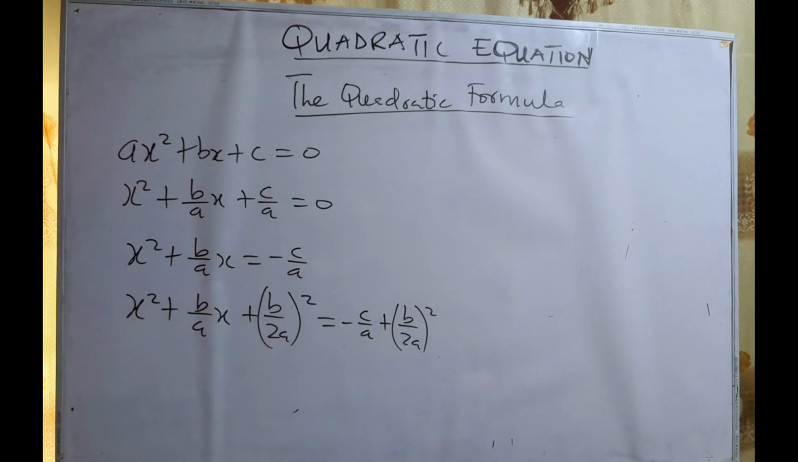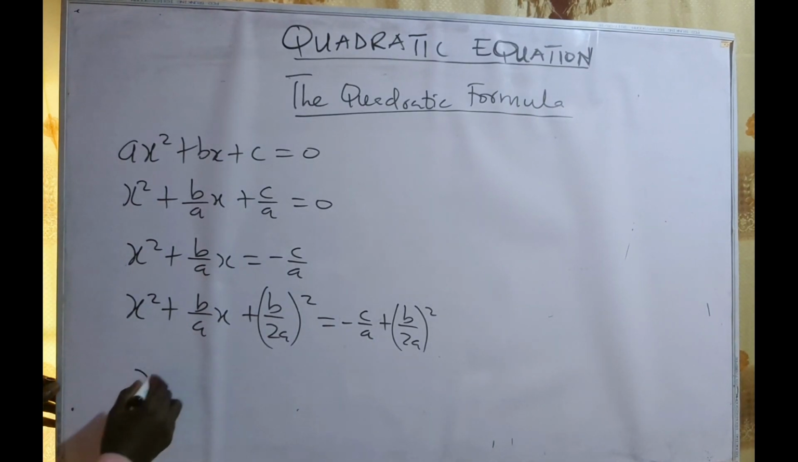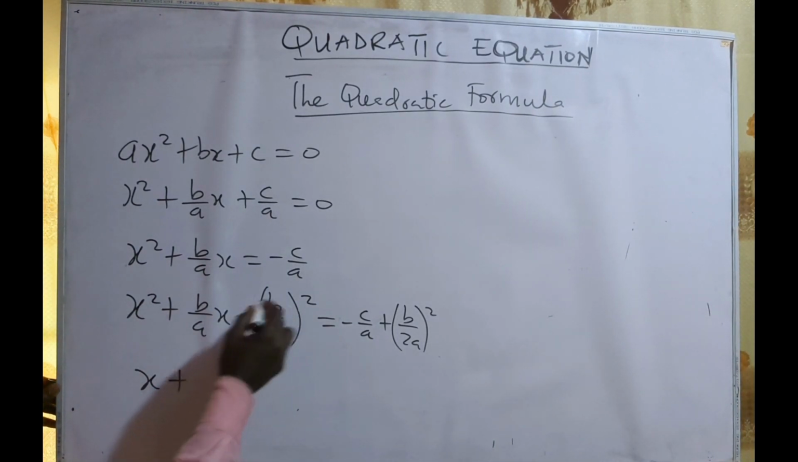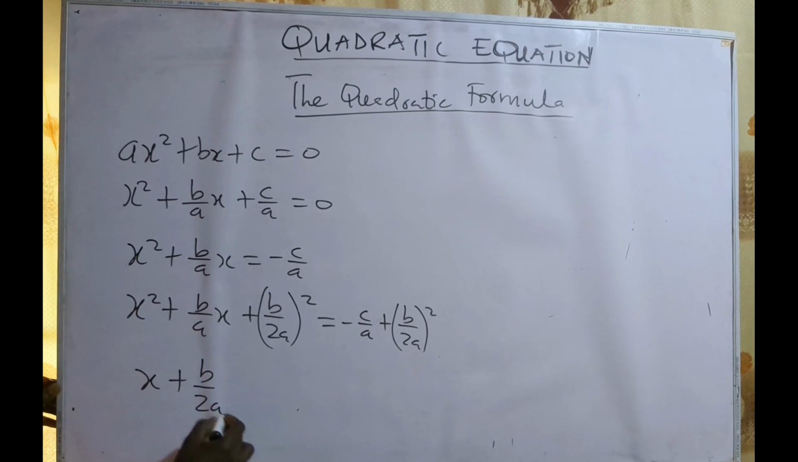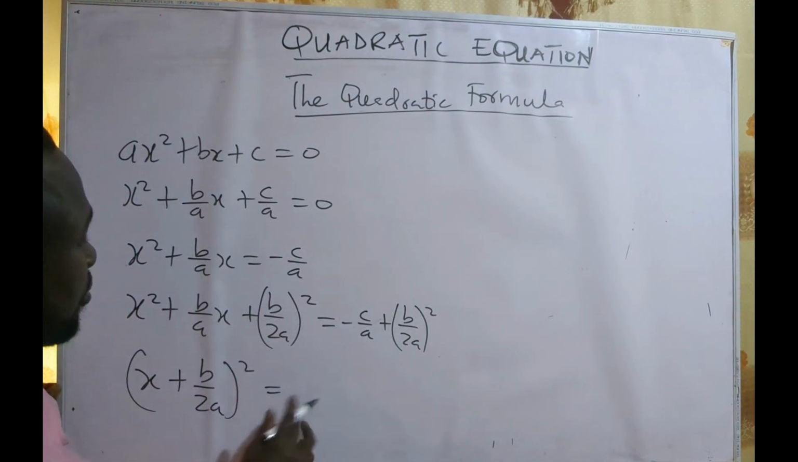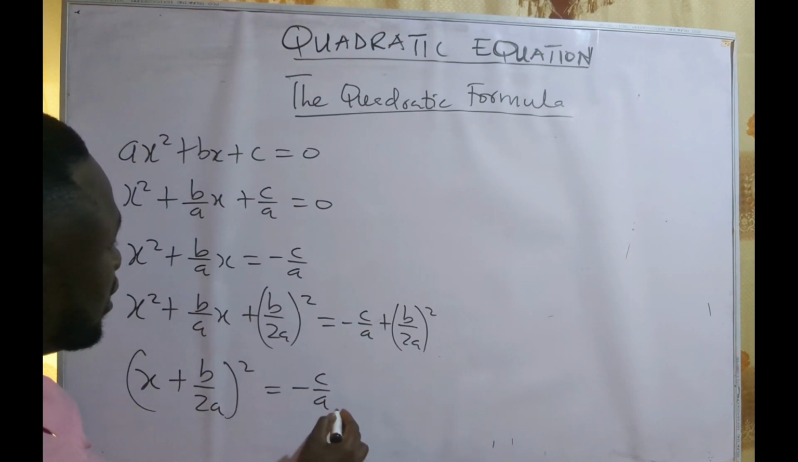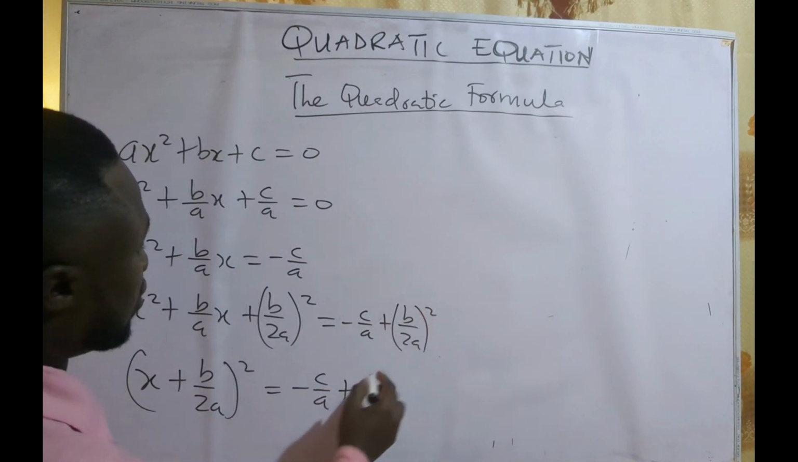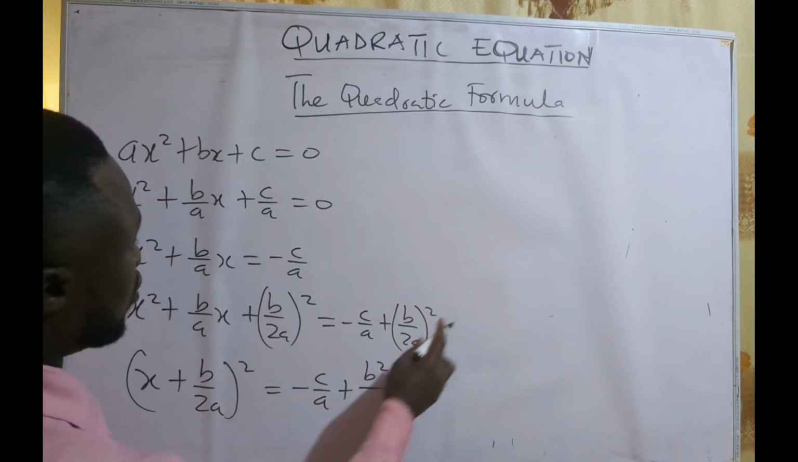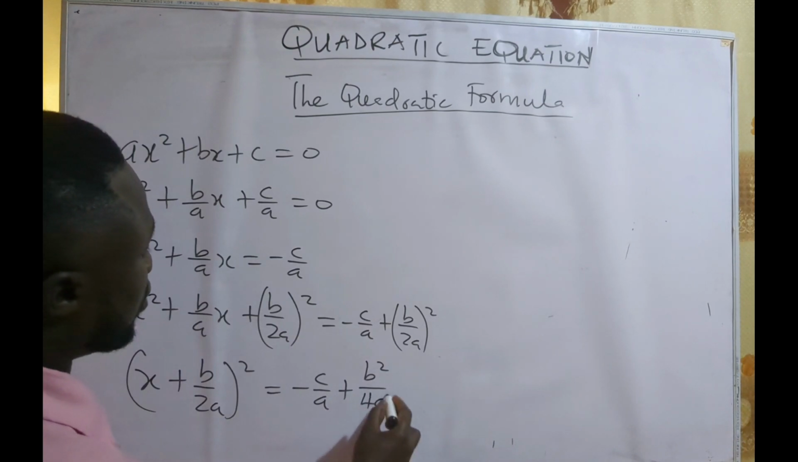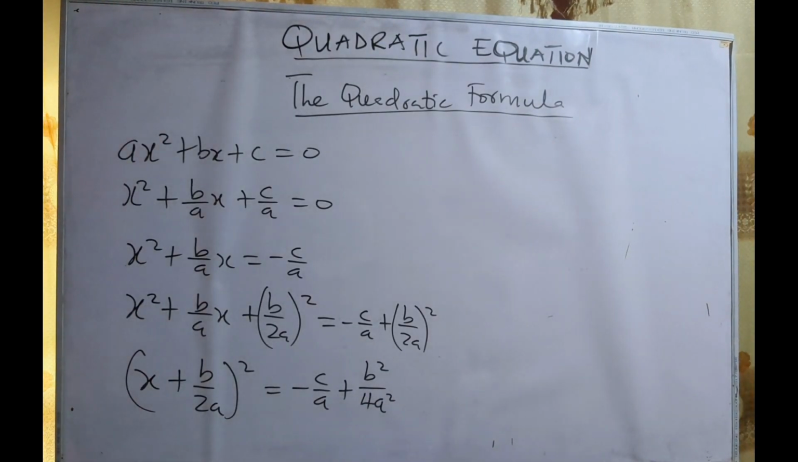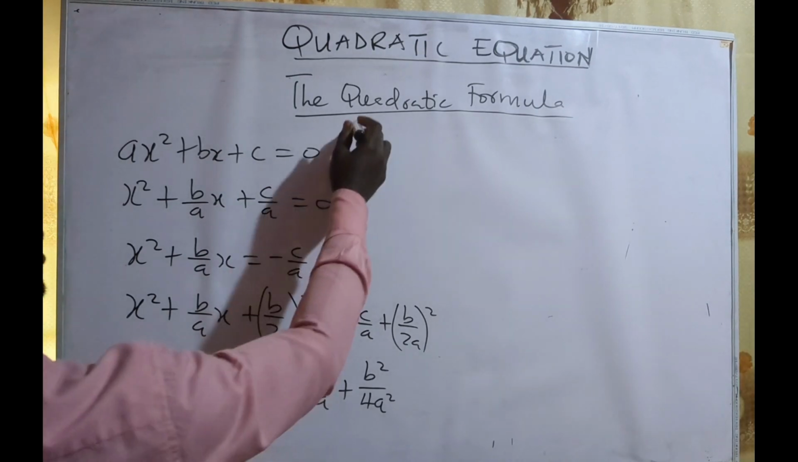Okay, then what do we do next? So this has become a perfect square. So this can be written as what? x plus, this is positive, b over 2a all squared, to be equal to negative c over a plus, this will give me b squared, and then 2a squared will give me 4a squared. So this is what we have. 2 squared is 4, a squared is a squared. Let's continue and get our formula.